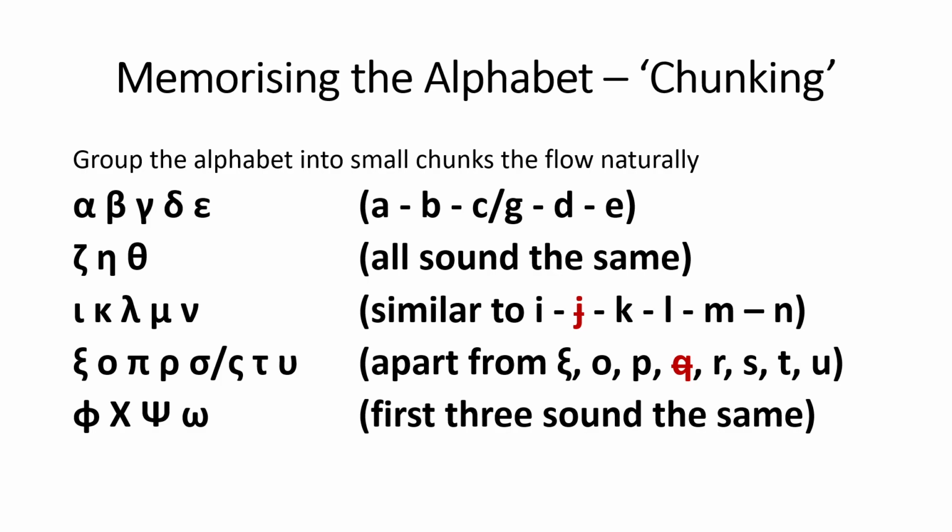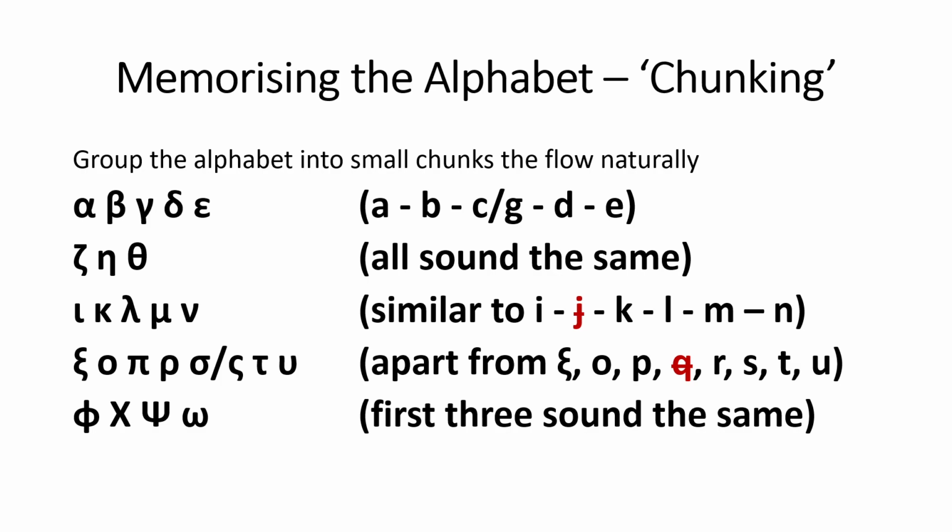Then we have an interesting start to the next section. We have Xi. If we're thinking about the English alphabet, we've got L, M, N. We would think the next letter would be O, Omicron, but it's not. There's Xi in the middle there, and then we go to Omicron. And again, we have a section like the English alphabet. So we have Xi, which is different, and then Omicron, Pi, Rho, Sigma, Tau, Upsilon, which is very similar. Most of that is very similar to O, P, Q, R, S, T, U minus the Q.